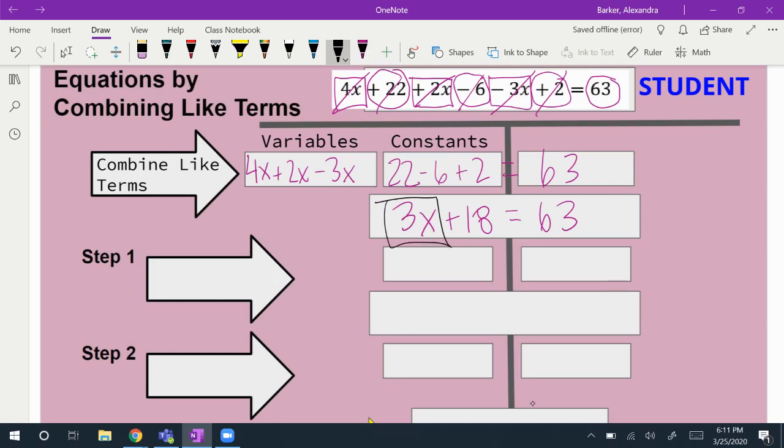Woo! And just like that, I'm down to a 2-step equation. All I've got to do now is get this x by itself. So I just need to get this plus 18 away from that x. I need to turn it into 0 to move it. And the way I turn it into 0 is to do the opposite of addition, which is subtraction. So I'm going to subtract 18. Whatever I do to one side, I have to do to the other side. So I do 63 minus 18. And 63 minus 18 gives me 45. So I'm left with 3x equals 45.